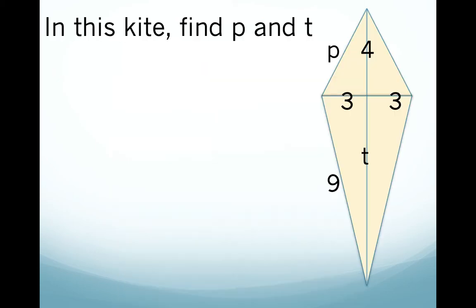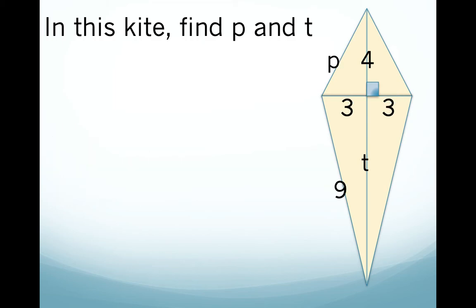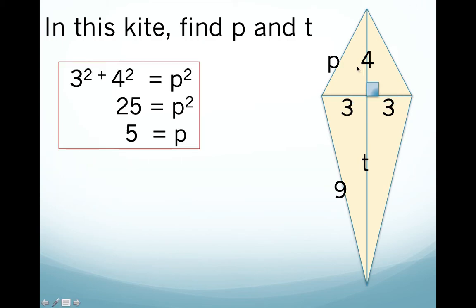In order to find the side lengths of P and T, I can use the fact that a kite has perpendicular diagonals, and once I have that right angle between them, I know I can use the Pythagorean theorem to find the missing parts. Let's start with the upper left triangle here. Substituting in the 3 and the 4 for A and B, and P for my C, I have the Pythagorean theorem: 3 squared plus 4 squared equals P squared. Use algebra to solve, and 5 is P. I also could have used a Pythagorean triple here, a 3, 4, 5 triangle.